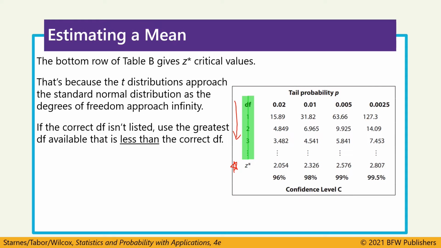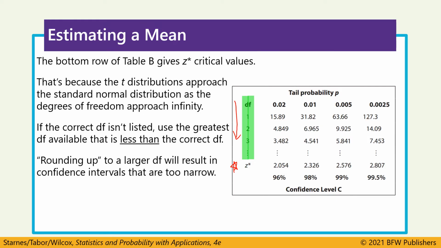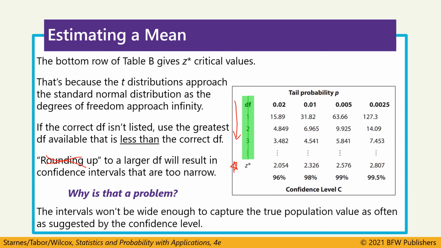As noted before, if we're looking for a degrees of freedom that isn't on the table, we're going to use the closest one that's still below the actual degrees of freedom. We're not rounding up for our degrees of freedom. If we do that, we end up with an interval that's too narrow. And if it's too narrow, it won't be wide enough to capture that true population value as much as we're stating it is with, for example, a 99% confidence level.